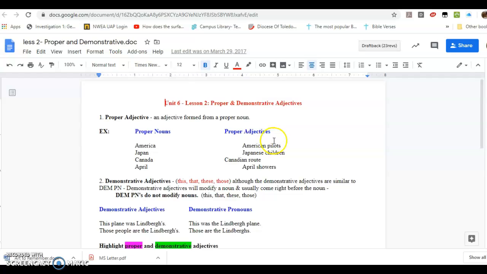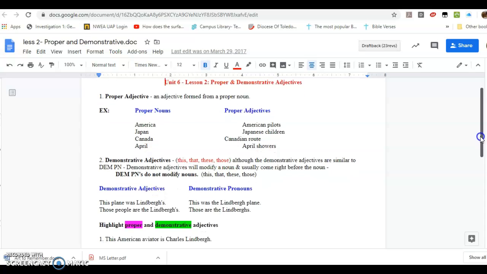Japanese children. Children is the noun. Japanese is the adjective describing the children, but it's a proper adjective. Canadian route, April showers, okay? The proper adjective is the word typically immediately preceding or before the noun it's describing.